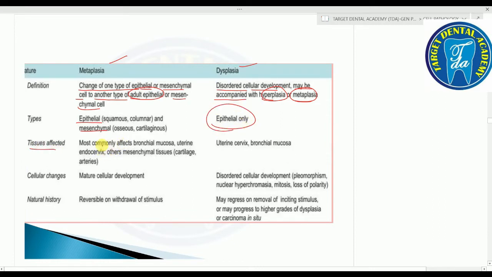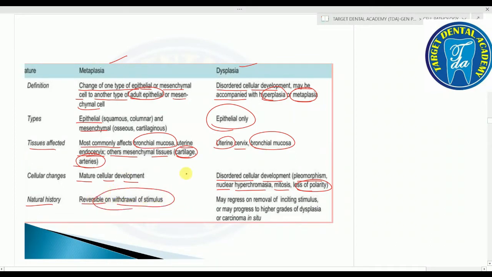The tissue affected in metaplasia most commonly is the bronchial mucosa, the uterine and endocervix, and other mesenchymal tissues like cartilage and arteries, while dysplasia most commonly affects the uterine cervix and bronchial mucosa. The cellular change in metaplasia is mature cellular development, while in dysplasia there is disordered cellular development, pleomorphism, nuclear hyperchromasia, and mitosis with a loss of polarity. As for natural history, metaplasia is reversible on withdrawal of the stimulus, while dysplasia may regress on removal of the inciting stimulus, or it may progress to a higher grade of dysplasia or to cancer or carcinoma in situ.